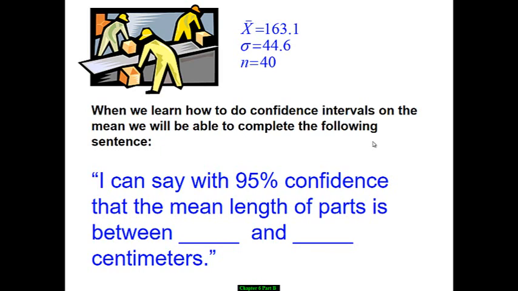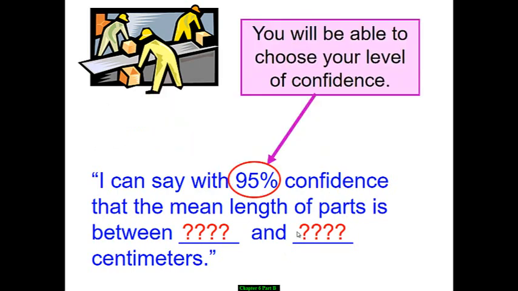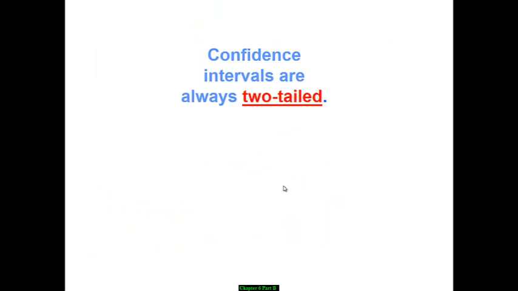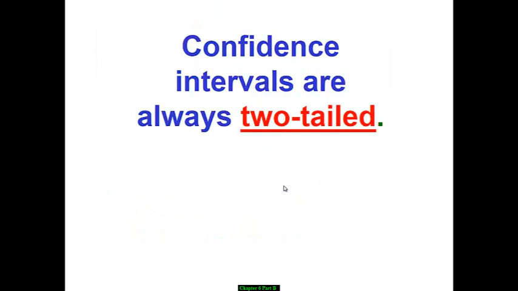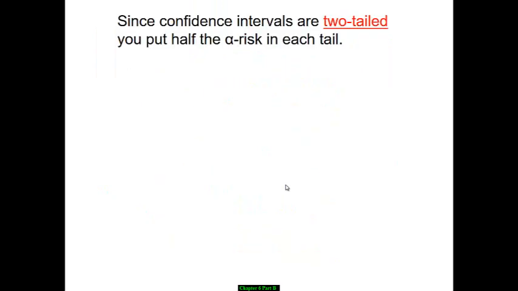When you're doing this problem on the test, you have to say, I can say with 95% confidence that the mean length of parts is between this number and this number, the lower limit and the upper limit. And you have to choose your confidence level. Now, confidence levels are always two tails. You have a lower and an upper limit.